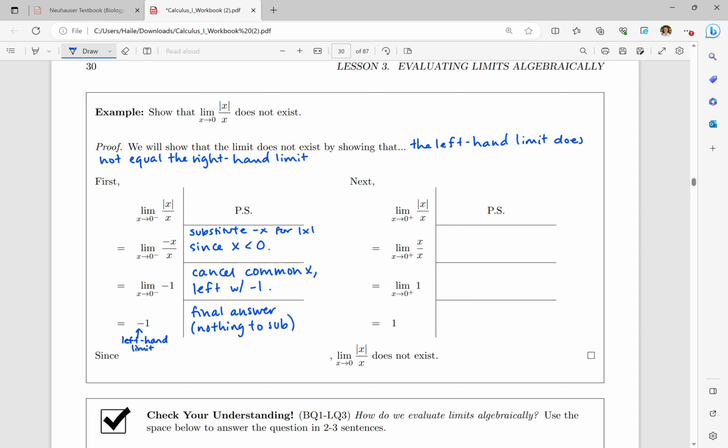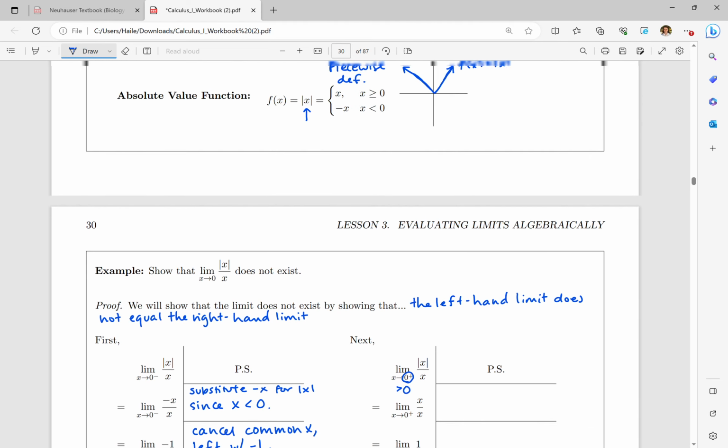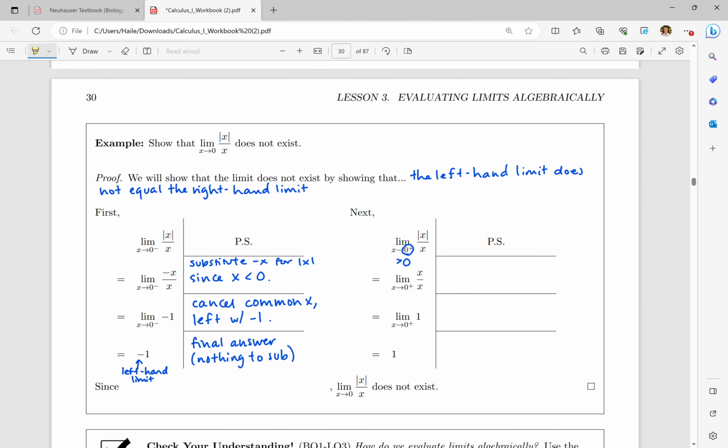And I want to think about the same thing I did with the left. 0 from the right means that my values are greater than 0. So that tells me that I can represent absolute value of x with just x because x is greater than or equal to 0. So in place of absolute value of x, I'm going to sub in just x. And I'm going to summarize that in the table. So we substitute x for absolute value of x since x is greater than 0.